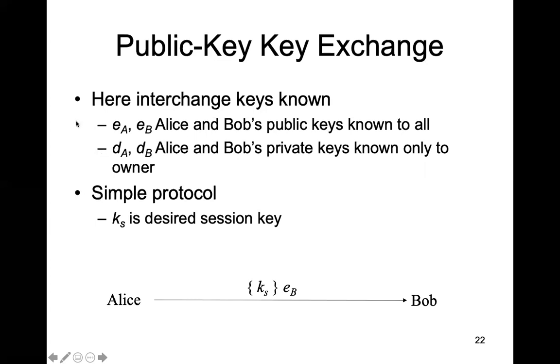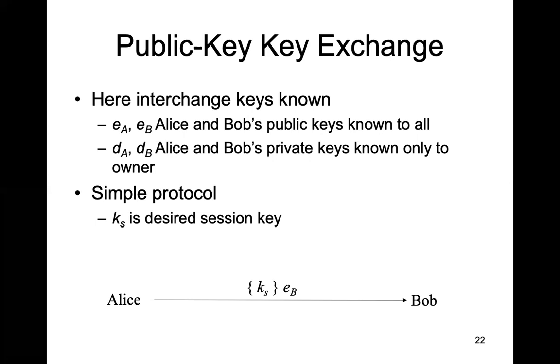And we will use the notation EA and EB to refer to Alice and Bob's public keys. In the real world, E comma N is supposed to be the public key, so we're just using a shorthand over here. EA is Alice's public key, EB is Bob's public key, and DA and DB are Alice and Bob's private keys respectively. They're only known to the owner. So now if Alice wants to generate such a session key, here is one simple protocol. Alice can just generate this key KS at random, encrypt it with Bob's public key and send it over to Bob. And Bob and Alice can then communicate.